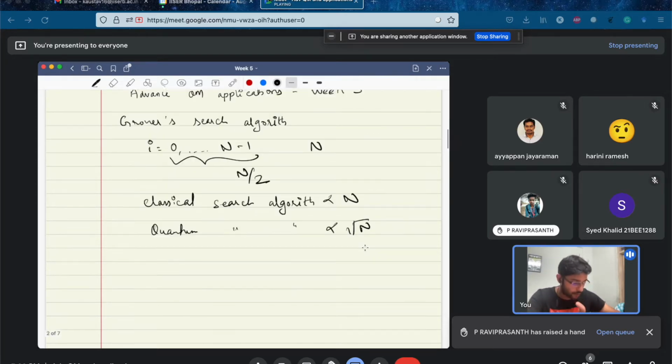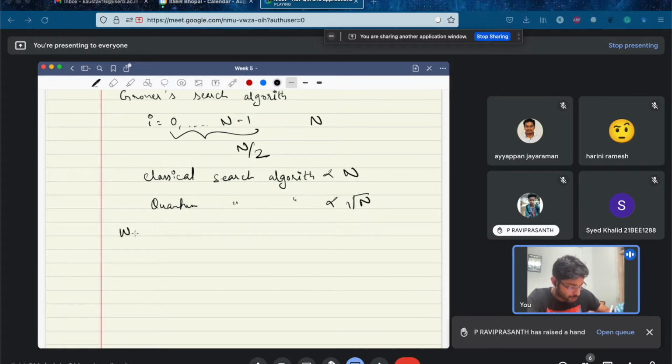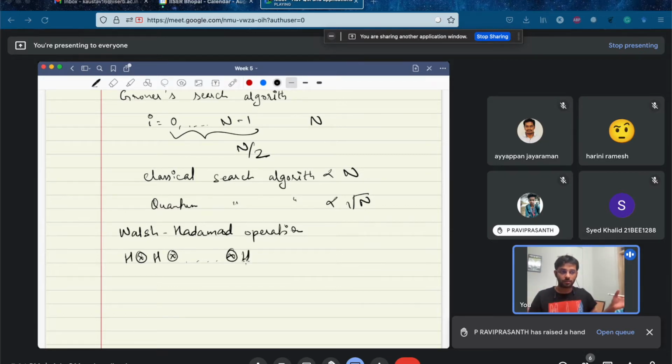So in the lecture you have seen about the Walsh-Hadamard operation. So this operation is basically having Hadamard on all the qubits, and you must have seen in the lecture that it results in the whole state space. You get 2 to the power n states. So let's say you have n qubits, so this will result into 2 to the power n numbers, right?